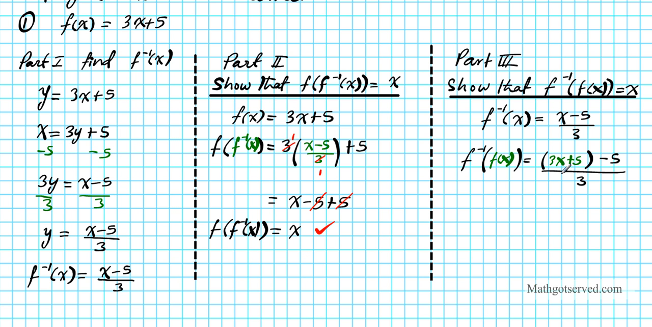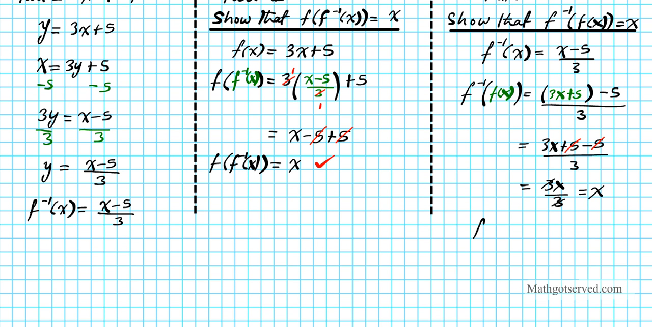Now let's simplify the right side of this composed function and see if we end up with x. All right, so this is going to become 3x plus 5 minus 5 divided by 3. Okay, these two 5s cancel out, and you have 3x divided by 3. 3x divided by 3 equals x, because these 3's divide. And that tells me that f inverse composed with f of x is equal to x. So that checks out. All right, so part 3 holds.